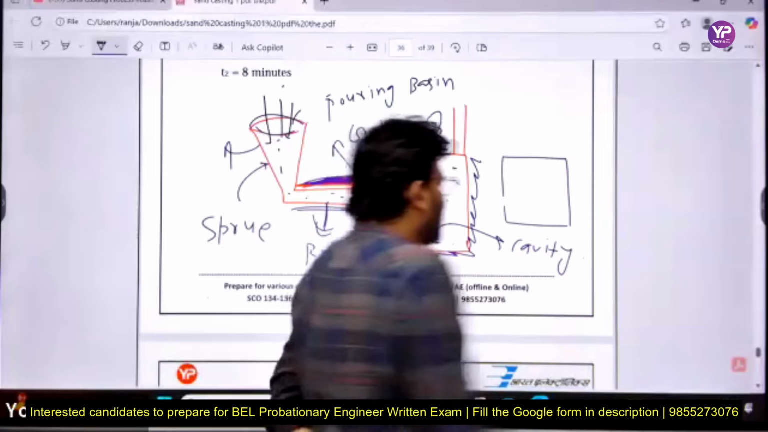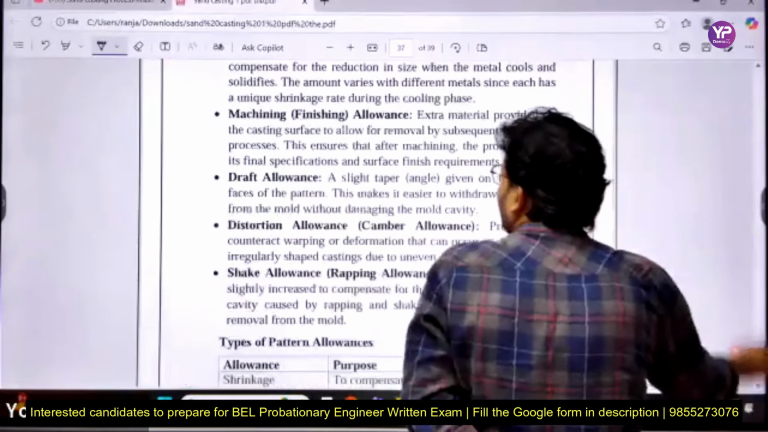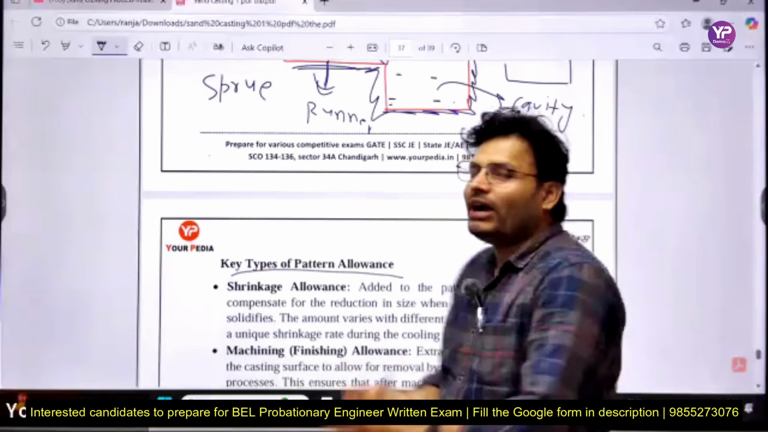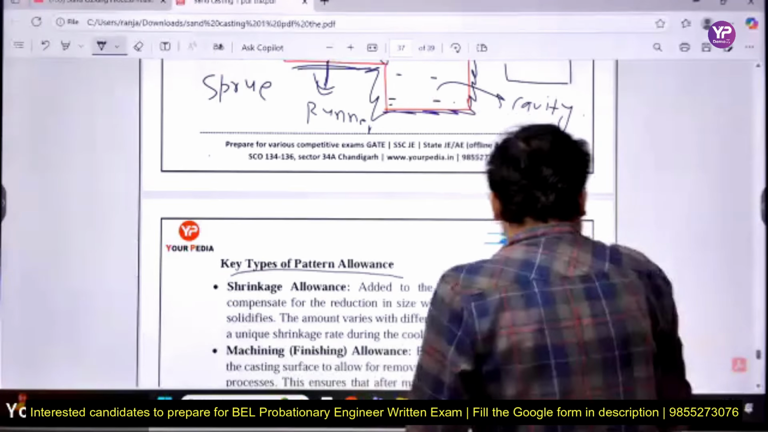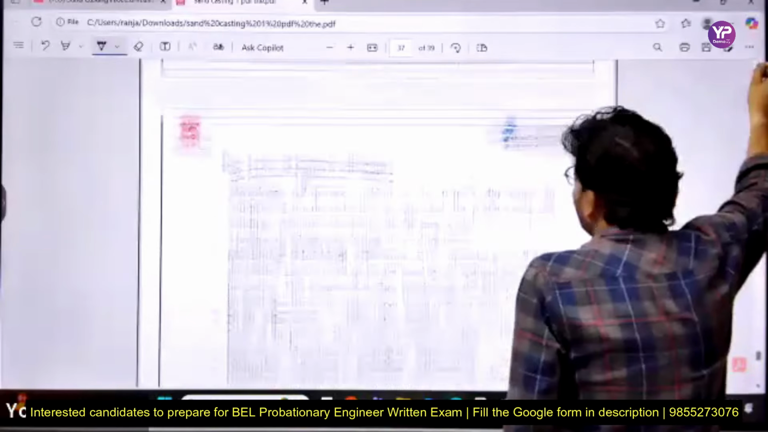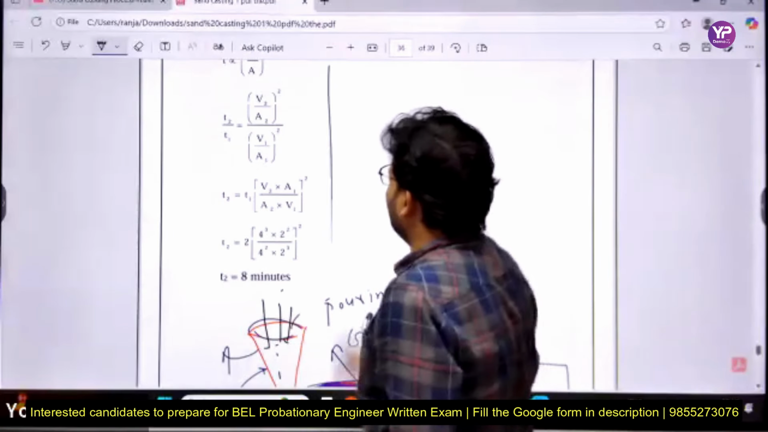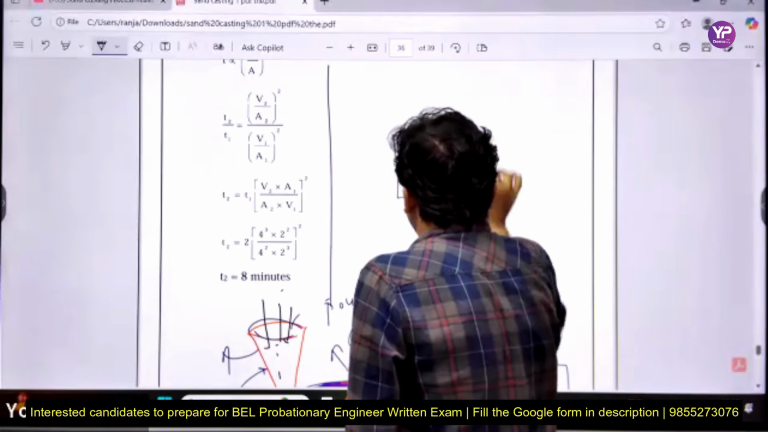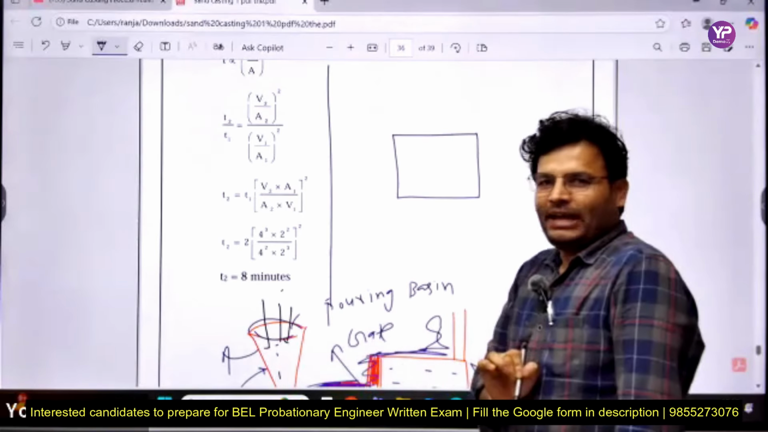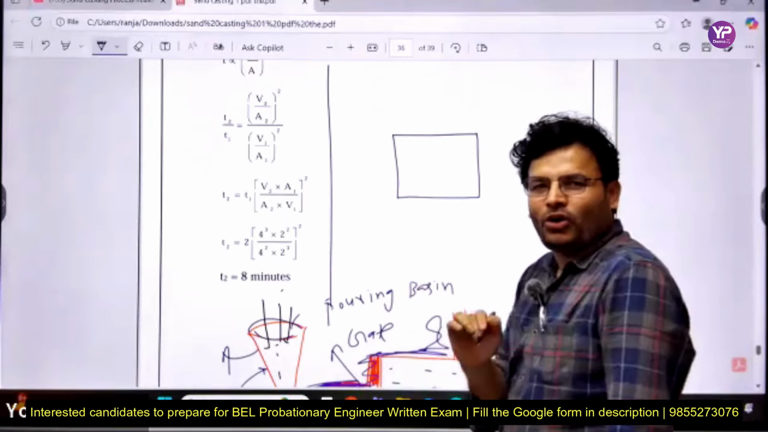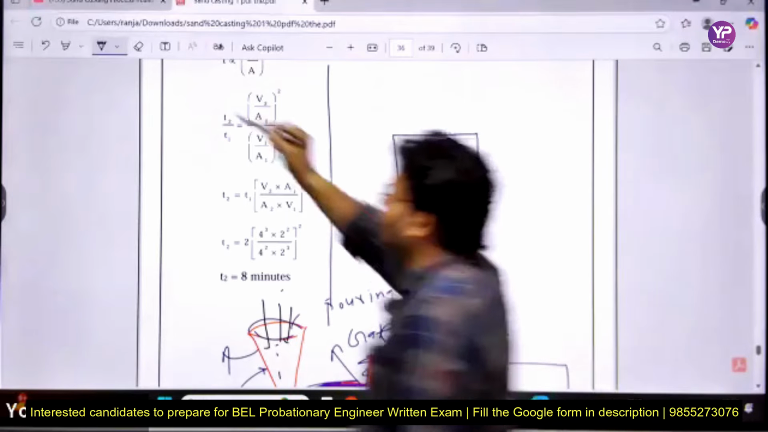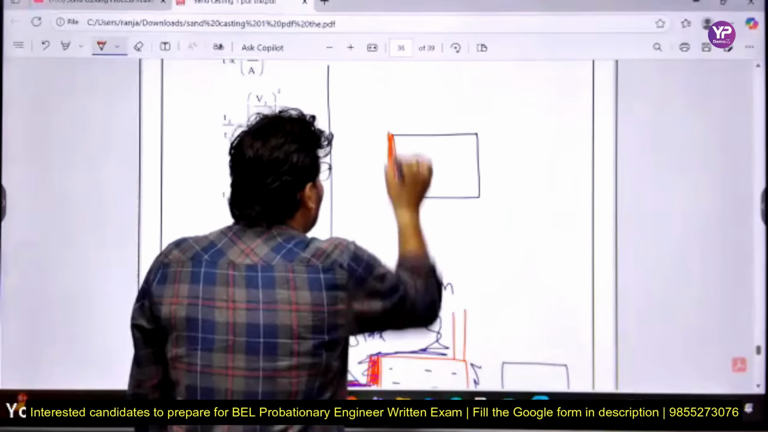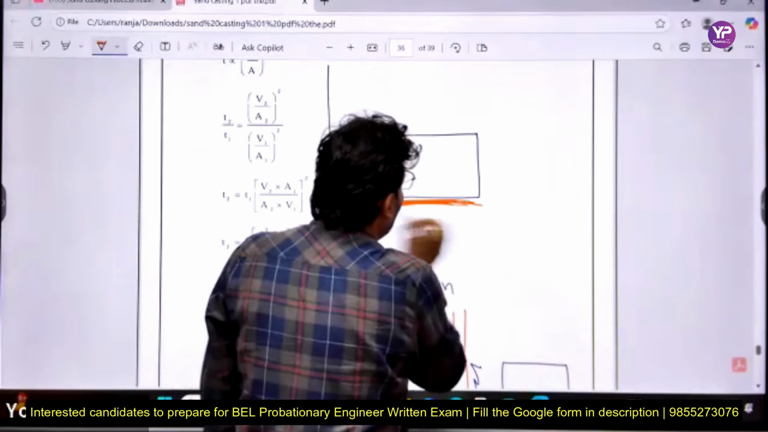Now see, my dear friends, here I have to discuss the pattern allowance. The question is, why do you need to study the pattern allowance? I have a lack of space, no problem. Suppose that is your pattern, and obviously the pattern will be inside the mold, inside the sand. So these are all sand. Try to understand that in sand casting, all of this is sand.